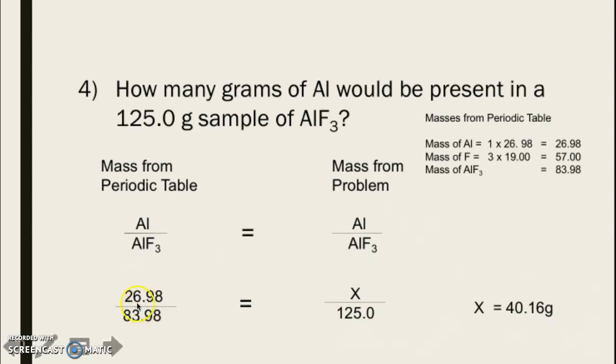All right, so we find the mass of aluminum from the periodic table, mass of the compound from the periodic table, and we compare that to the mass of aluminum, which is what we're looking for, x, over the mass of the compound, which comes from the problem. We cross multiply to solve for x.